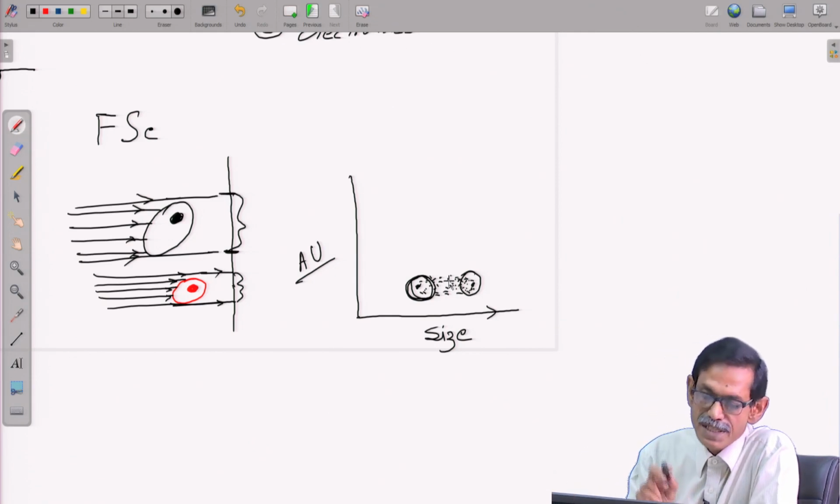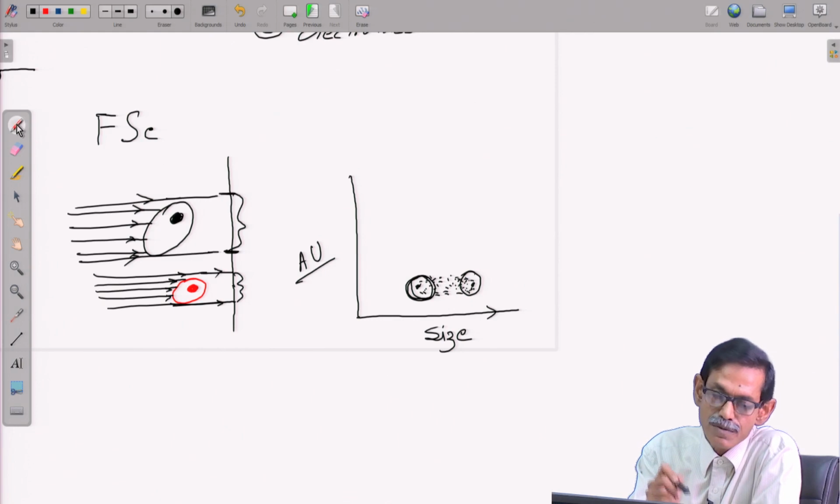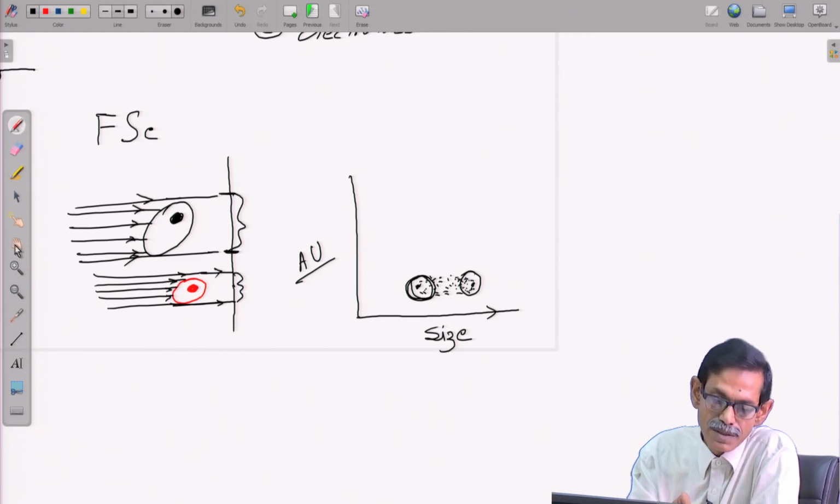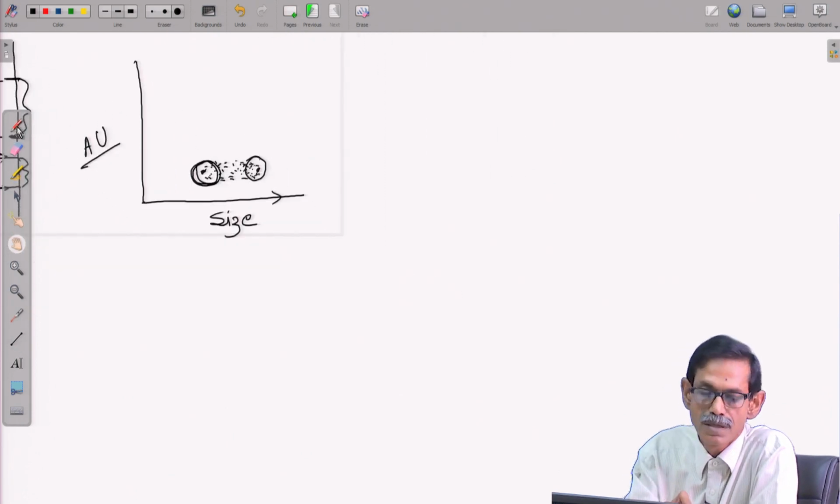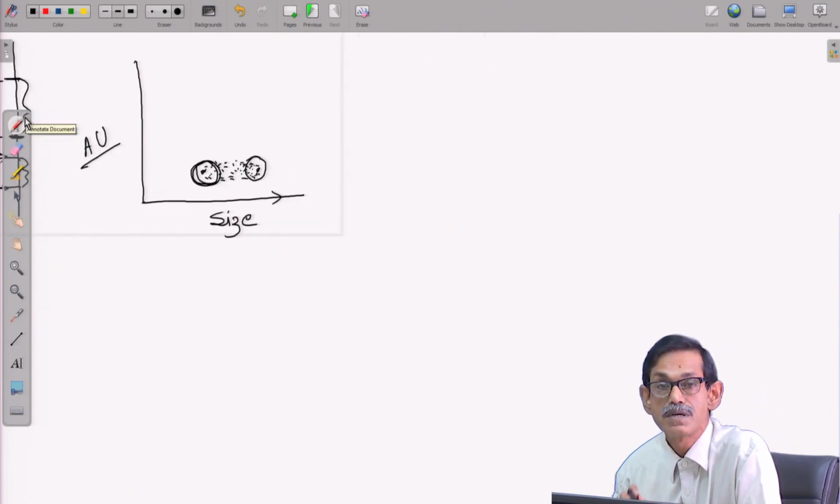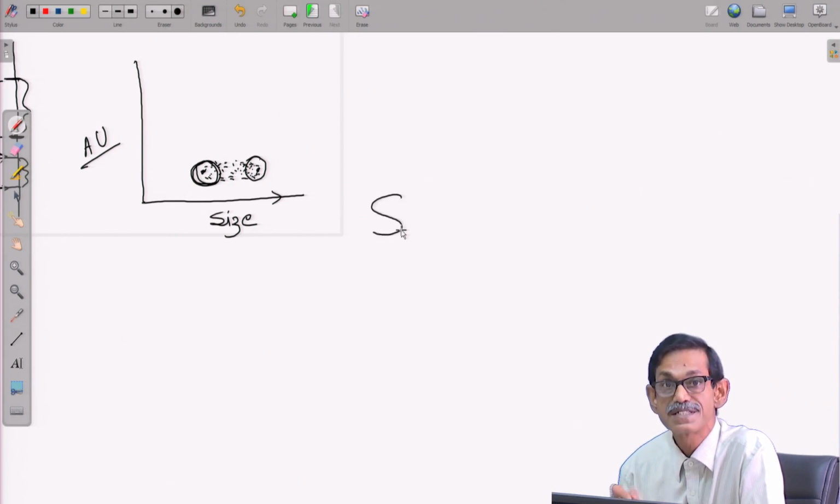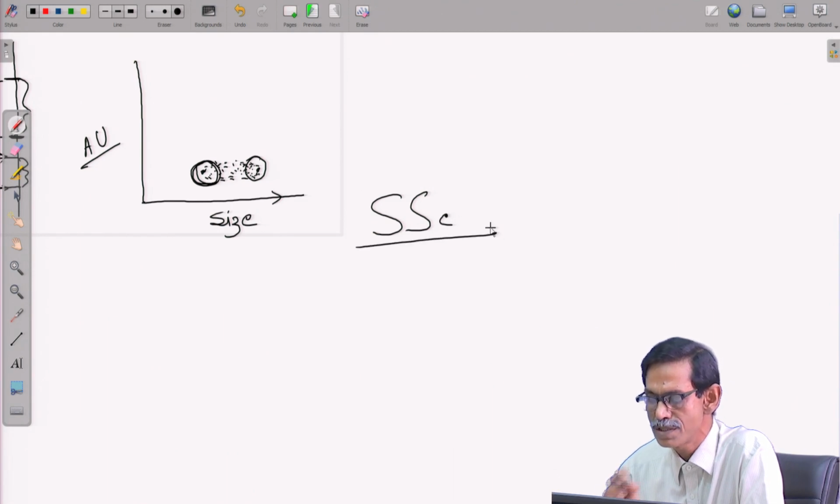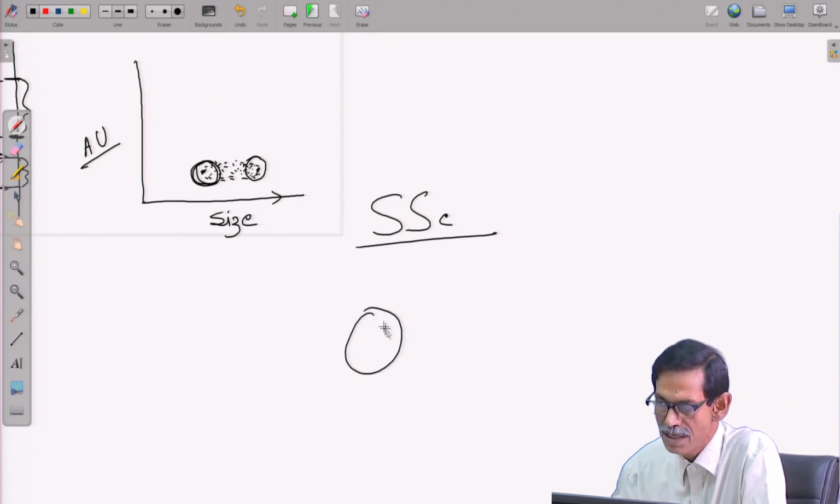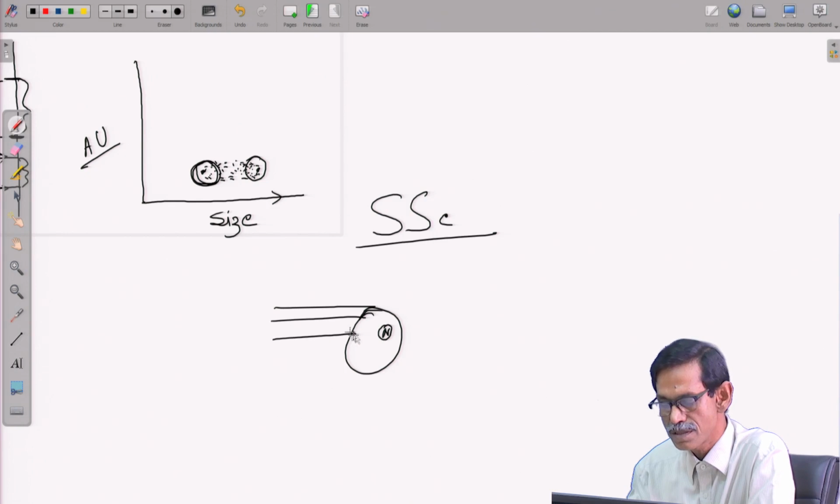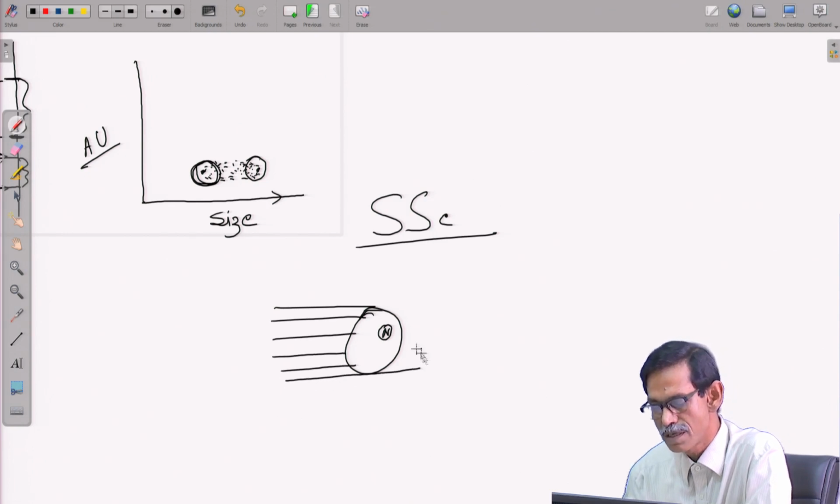In the same way, there is another parameter we can measure. This is called side scattering. The light will scatter sidewise. What is going to happen if this is the cell and this is, say, the nucleus? Again the light will come from the same direction.